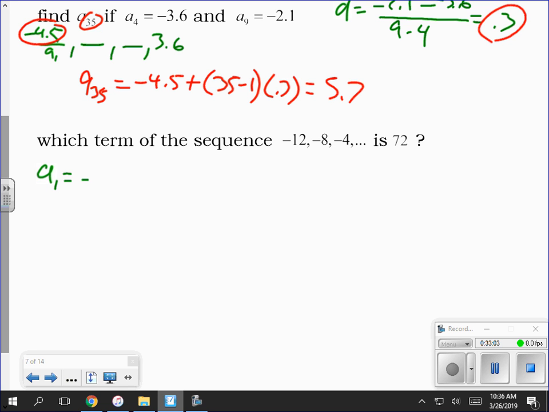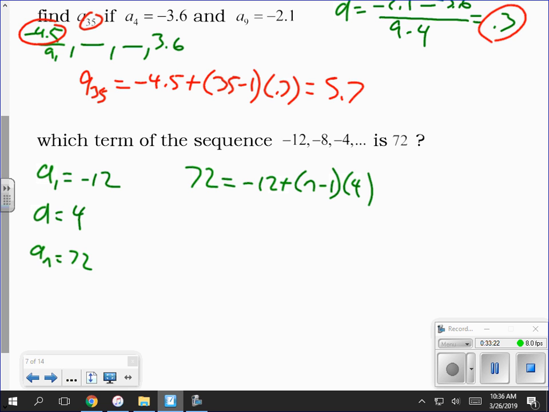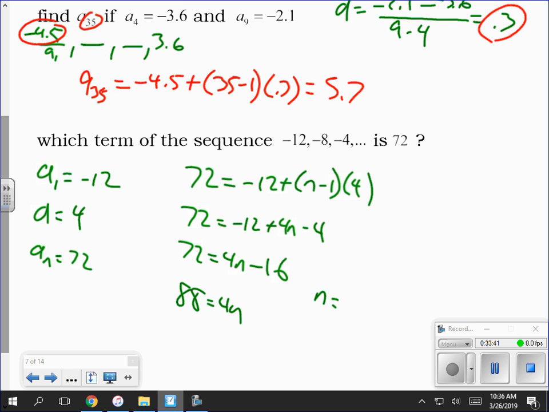A sub 1 is negative 12. D is 4. I'm going up 4 each time. And A sub N is 72. 72 equals negative 12 plus N minus 1 times 4. 72 equals negative 12 plus 4N minus 4. 72 equals 4N minus 16. Add 16 to both sides. 88 equals 4N. Divide by 4. N equals 22.